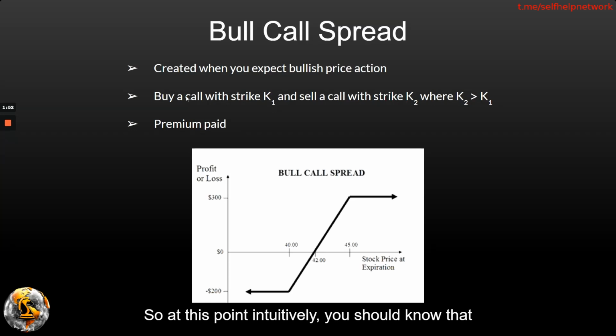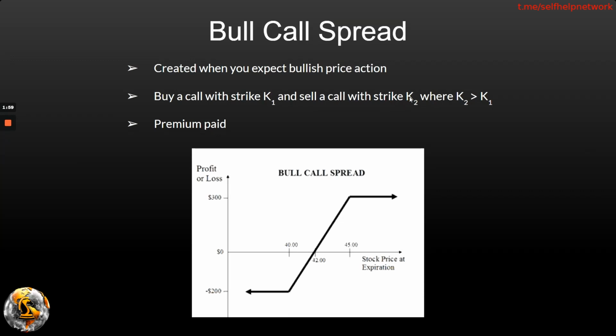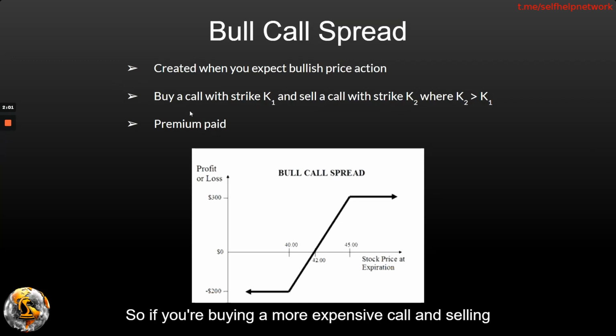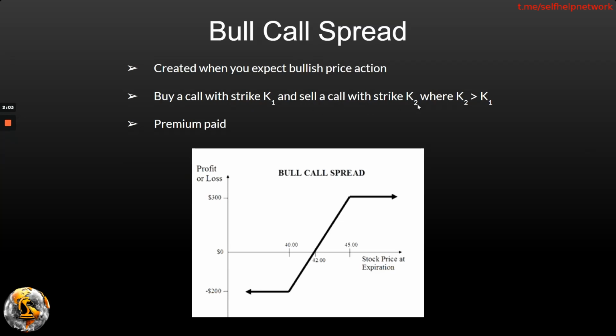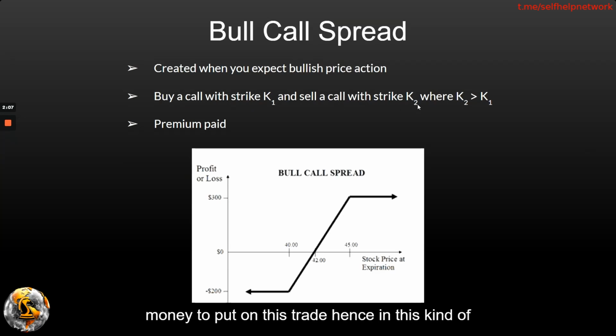So at this point, intuitively you should know that if the strike is higher for the call, it will be cheaper. So if you're buying a more expensive call and selling a cheaper one, we will be giving out some money to put on this trade. Hence, in this kind of trade, we are paying a premium to have the privilege of trading.